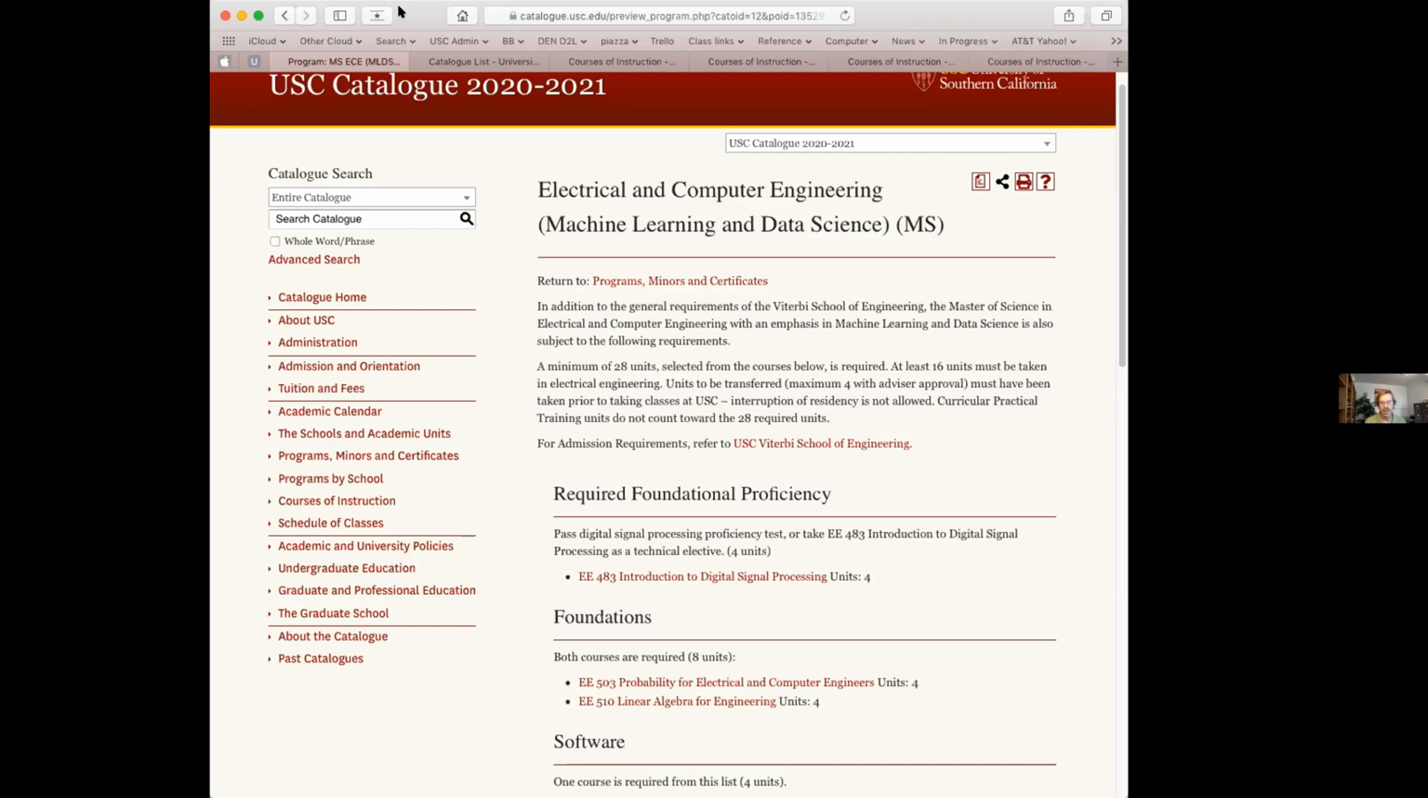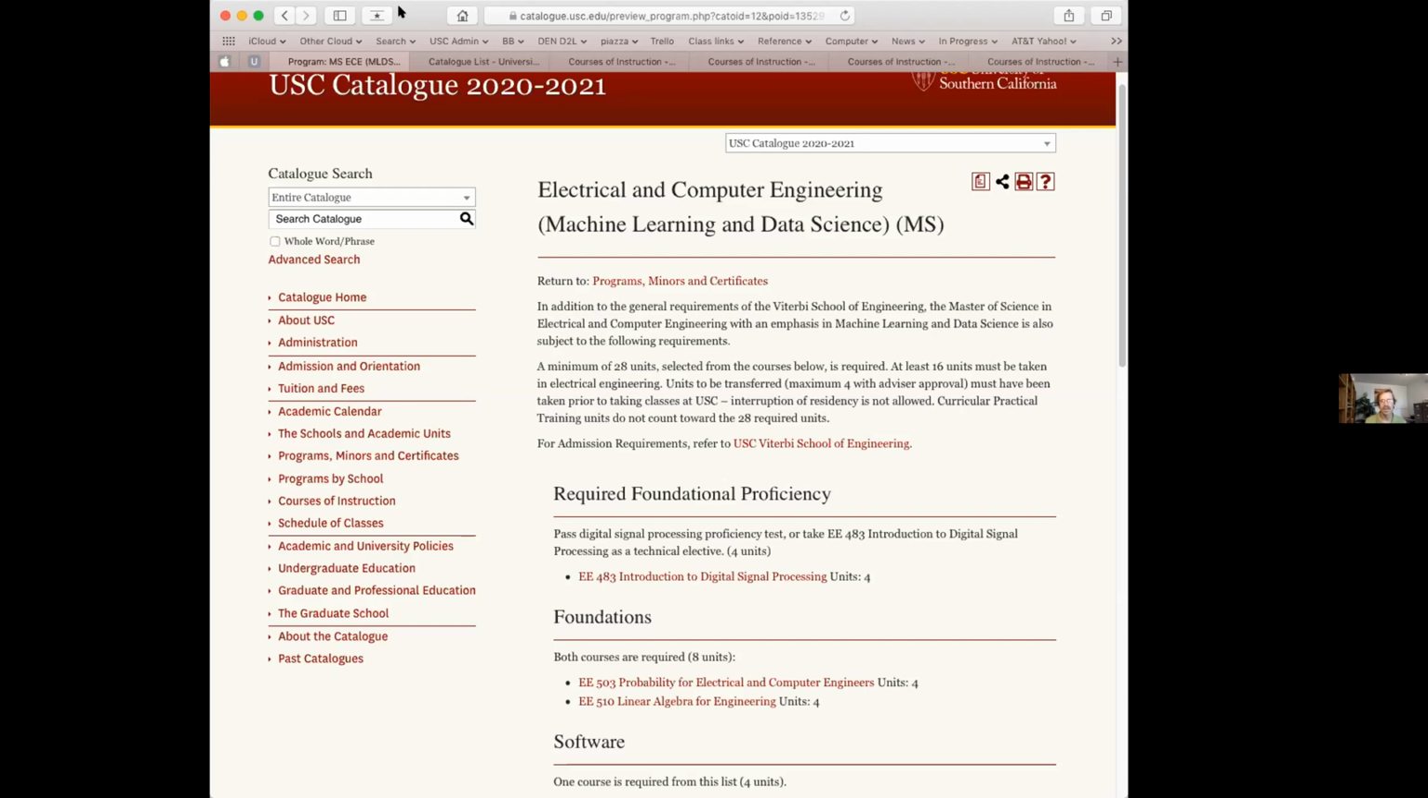Then we have software courses. And I didn't mention on the previous slide, but that software component is a really important component in EE, because that's one area that graduates from EE and EECE tend to be weak on relative to what employers and companies really would like to see in people they hire for machine learning and data science positions.